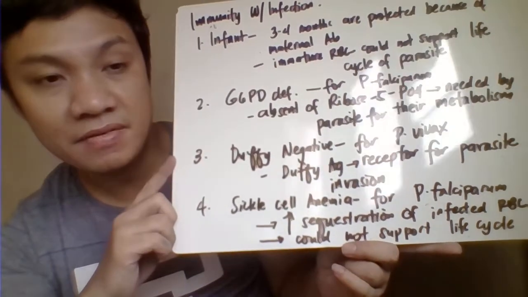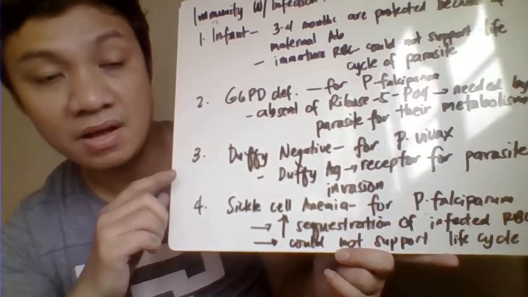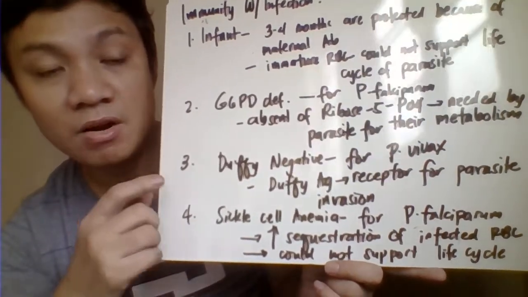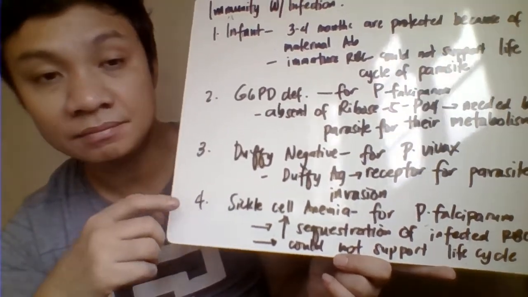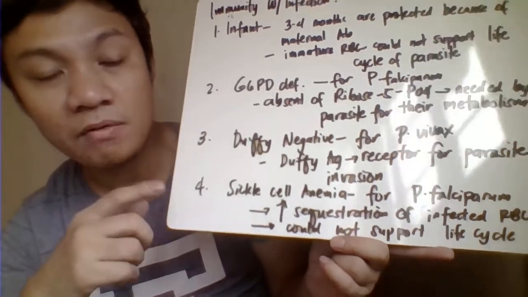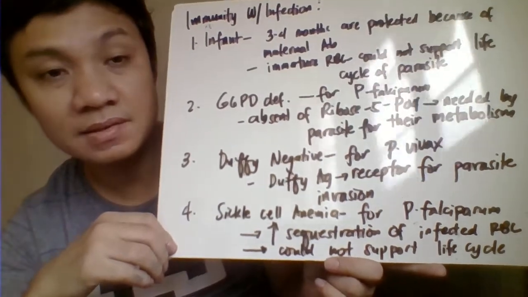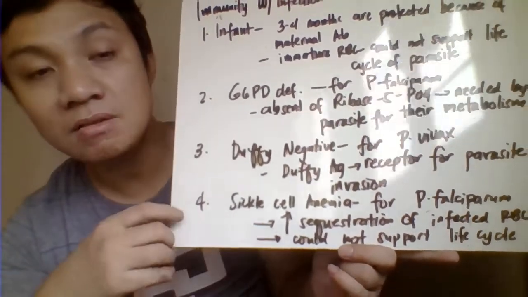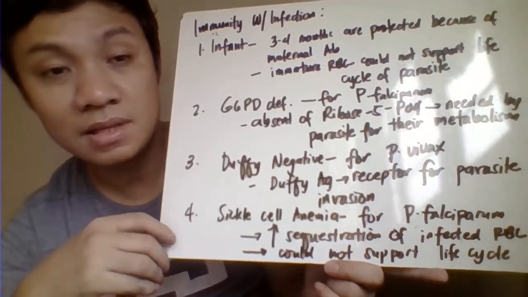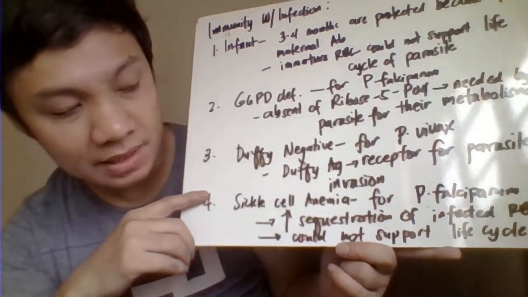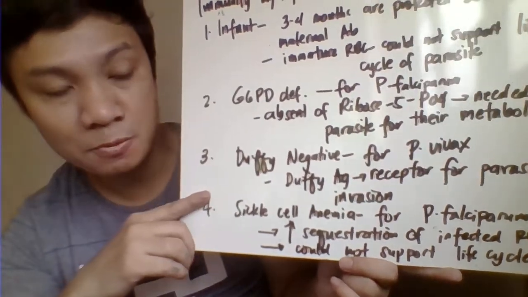Another one, we have here the DAFI negative individuals, so that will provide protection for Plasmodium vivax. DAFI negative is very prevalent, very common among the African Black population because again, the DAFI antigen, the FYB antigen, serves as the receptor binding site for the parasite to invade the red cells. Since the patient does not have that DAFI antigen, there is no binding site and therefore the parasite could not parasitize the red cells.